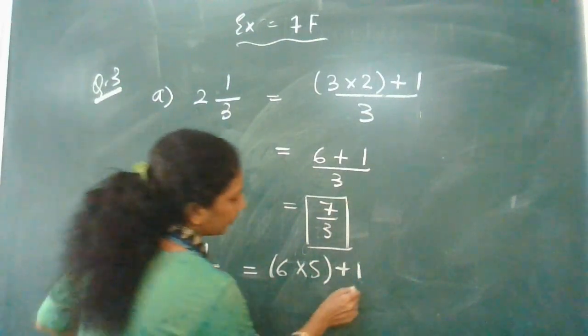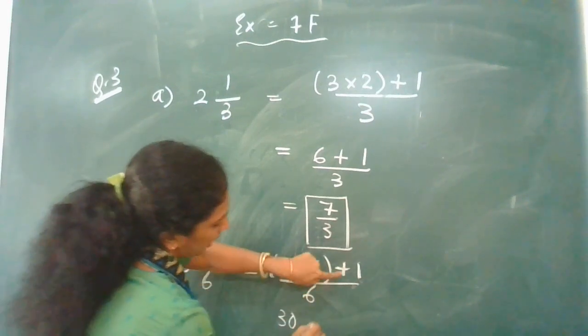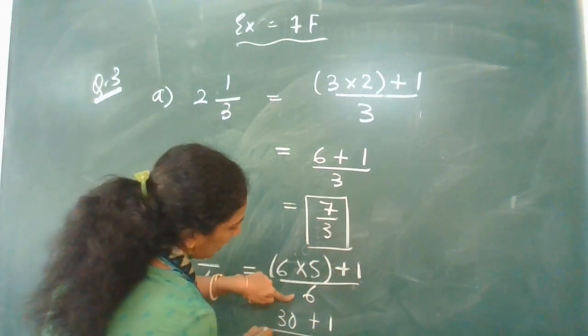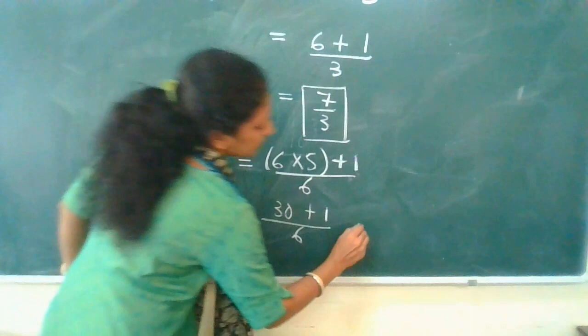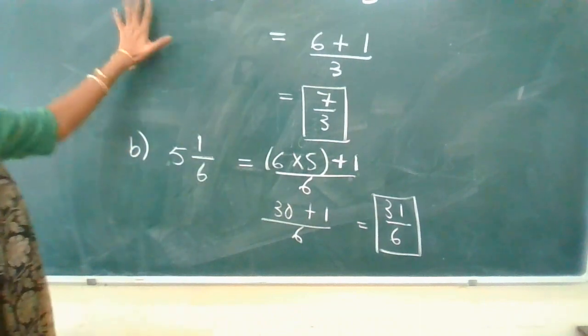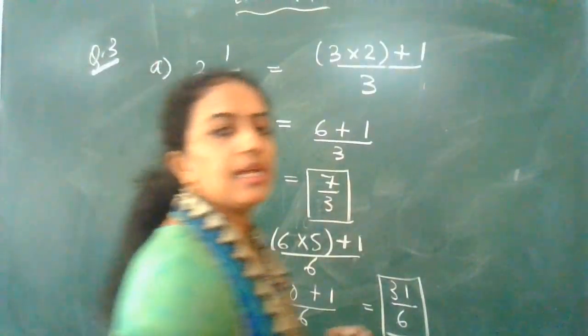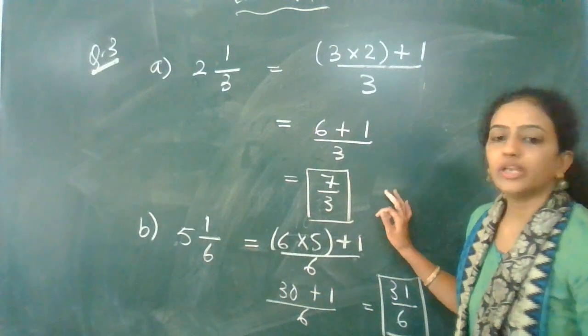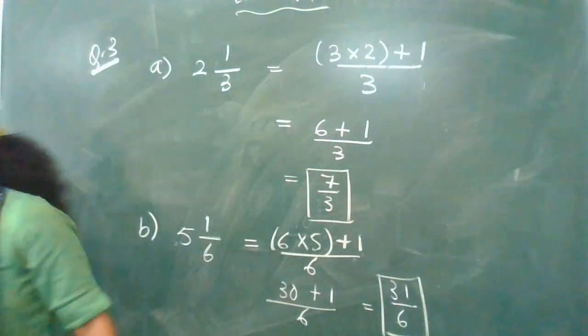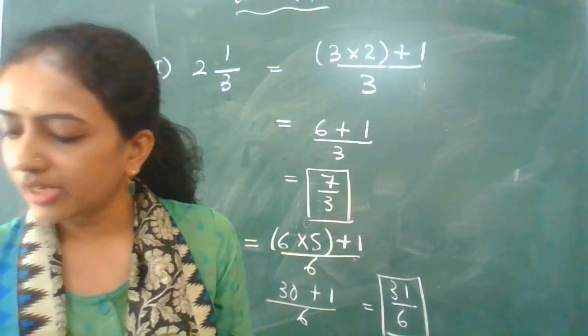Now here is a 6. Now we'll be multiplying, 6 5s are 30 plus 1, and down, that is 6. So the answer is 31 upon 6. So this is your A and B of question 3. Now the rest, that is C, D, E and F, you have to do on your own in the classwork. So this way you can do exercise 7F.